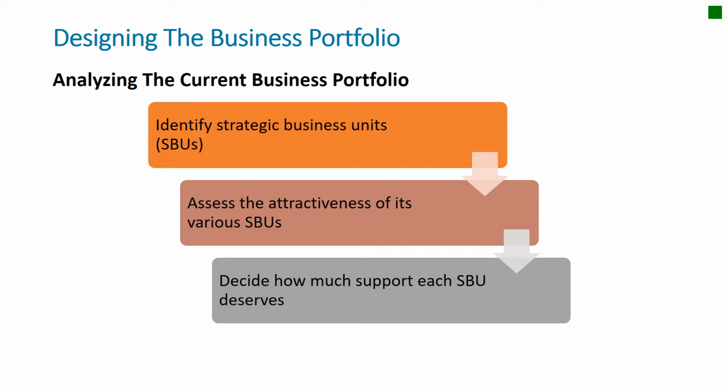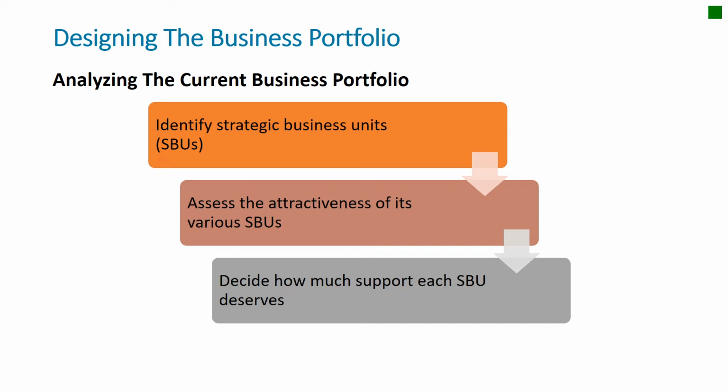Okay. The first step in analyzing the current business portfolio, they first have to identify strategic business units. For example, at AirAsia, the marketing department is a strategic business unit that can run by themselves without the approval of the CEO, right? Without the approval of Tony Fernandez, the CEO, for example. Next, they will assess the attractiveness of its various SBUs.